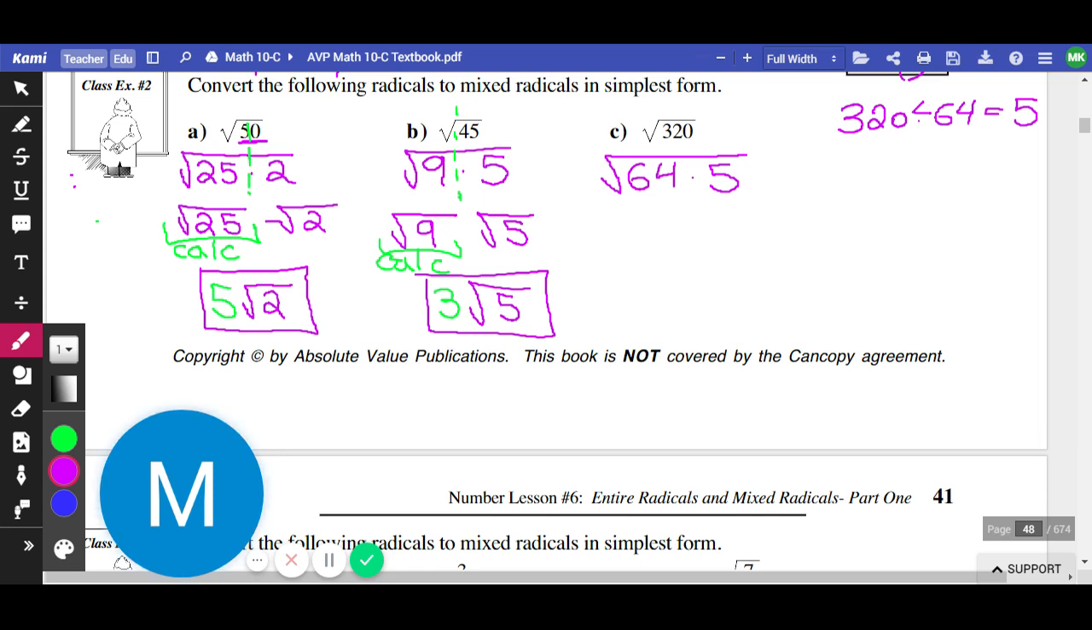Beautiful. We chop that thing in half. Okay? So we cut it up. We now have root 64 and root 5. The first one can be calculated to become 8. So the answer is 8 root 5.